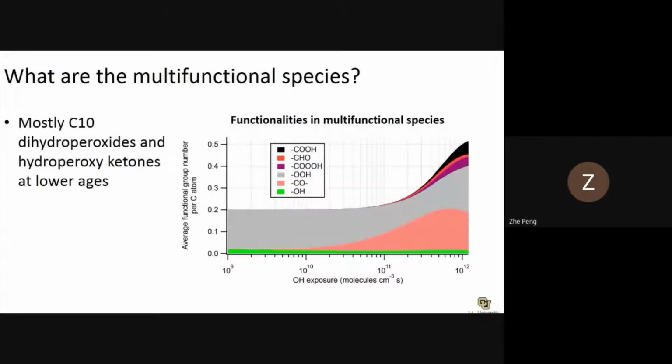We also investigated the composition of these multifunctional species. We calculated the average functional group number per carbon atom from different functional groups. We can see in this plot, at lower ages, multifunctional species are mostly C10 dihydroperoxides and hydroxy ketones. And at higher ages, they are more diversely functionalized because of the chemical processing of organic photolysis and R2 plus R2.